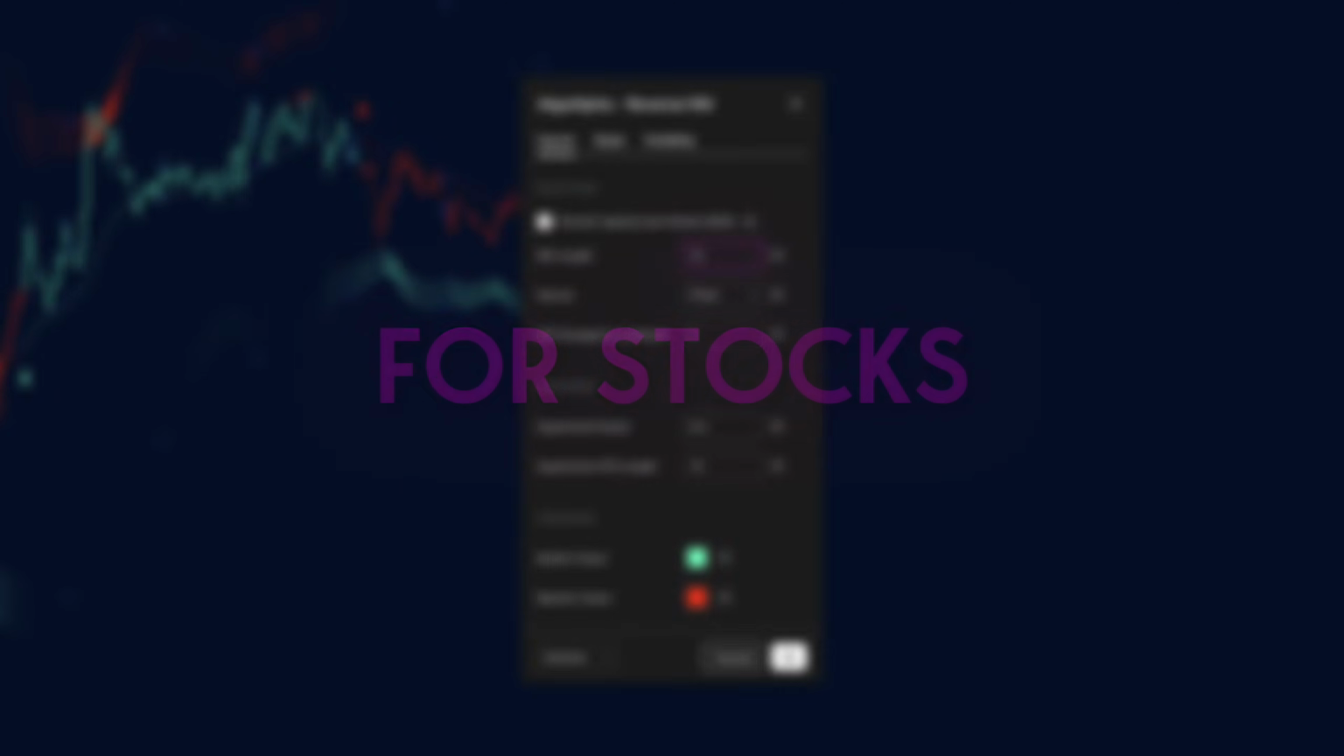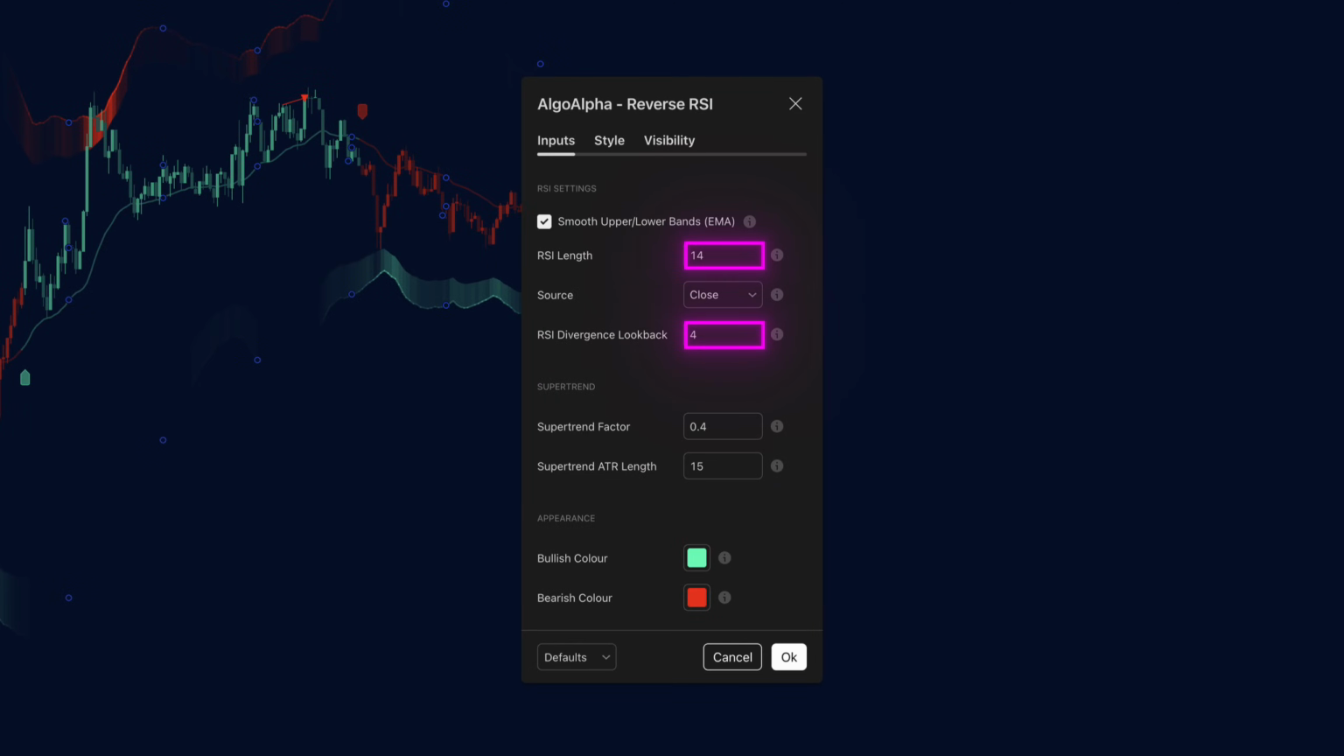For stocks, keep RSI length at 14, smoothing lookback at 4, super trend factor at 0.4, and ATR length at 15. These are the default settings, and they work perfectly for stocks because they trend consistently with clear band reactions.